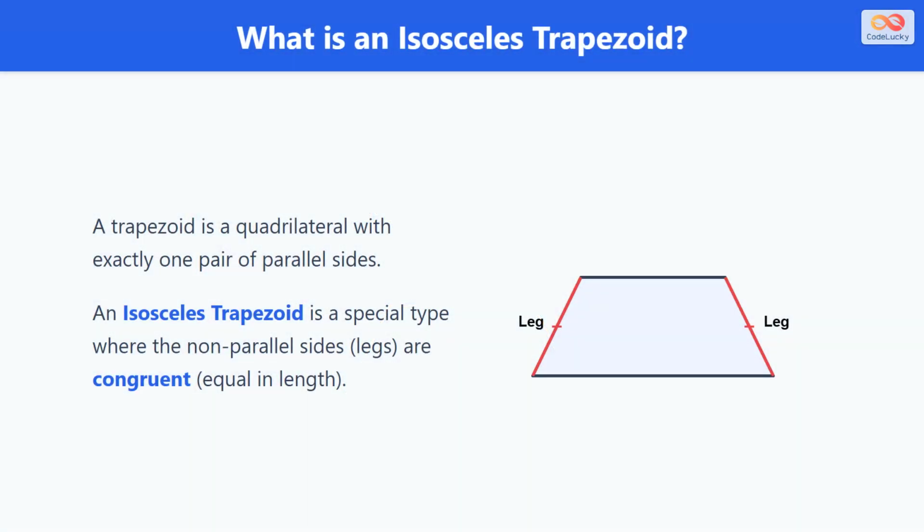First, let us define our shape. A trapezoid is a four-sided figure with exactly one pair of parallel sides. When the non-parallel sides, known as the legs, are equal in length, we call it an isosceles trapezoid. Notice the red marks indicating that the left leg is congruent to the right leg.